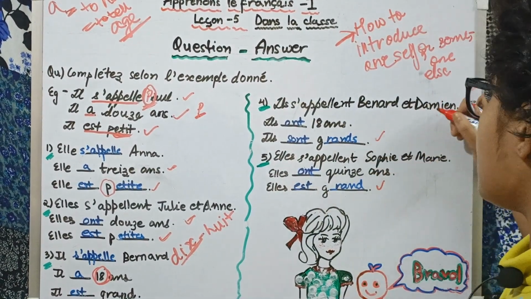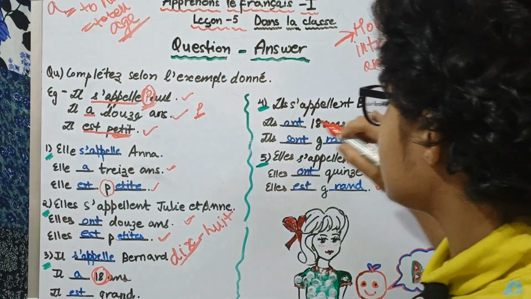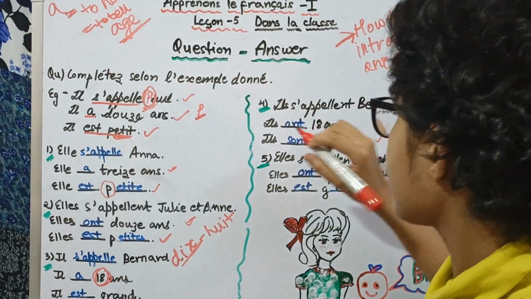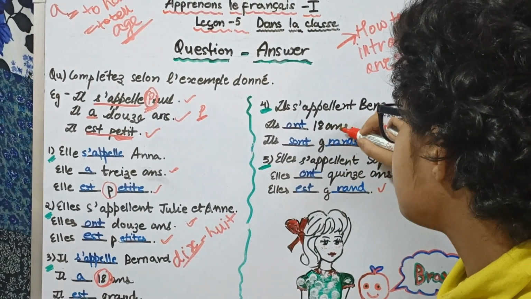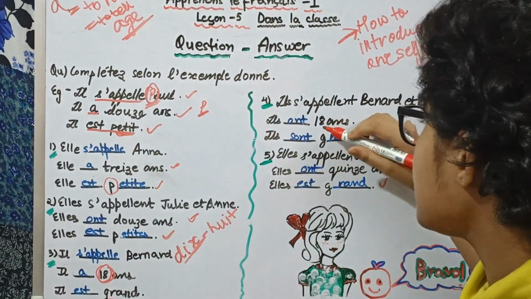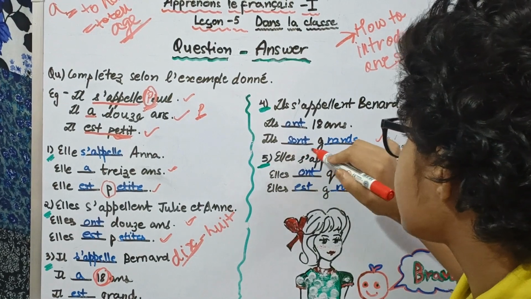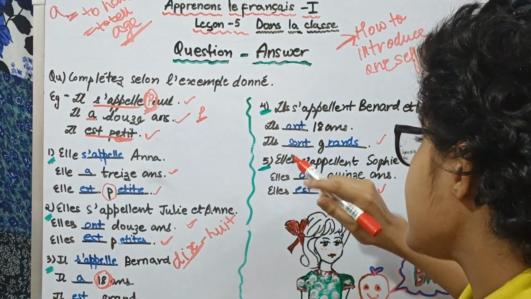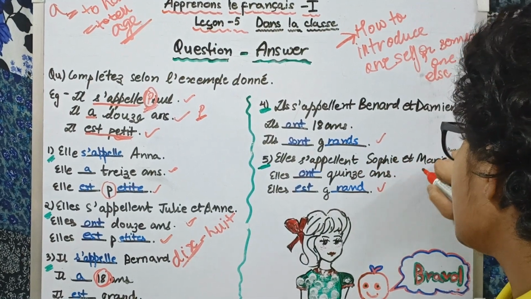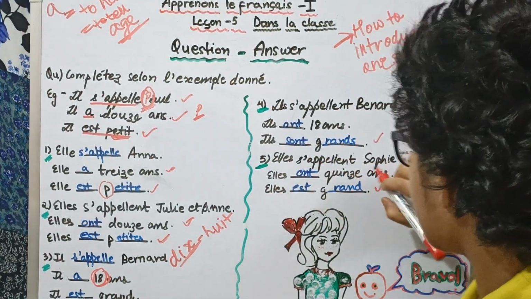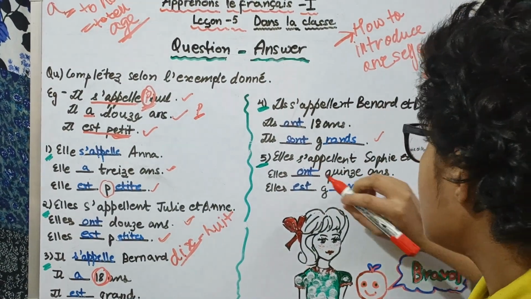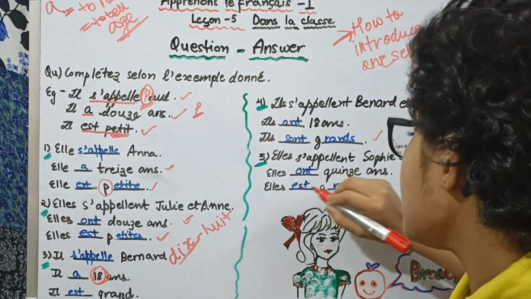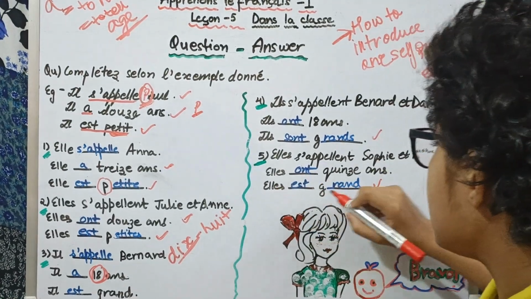Ils s'appellent Bernard et Denis, which means that their name is Bernard and Denis. Ils ont dix-huit ans, their age is 18-year-old. Ils sont grands, they are big. Now the fifth part is that elles s'appellent Sophie et Marie. Their name is Sophie and Marie. They are 15-year-old. Elles ont 15 ans. Elle est grand, which means that they are big.